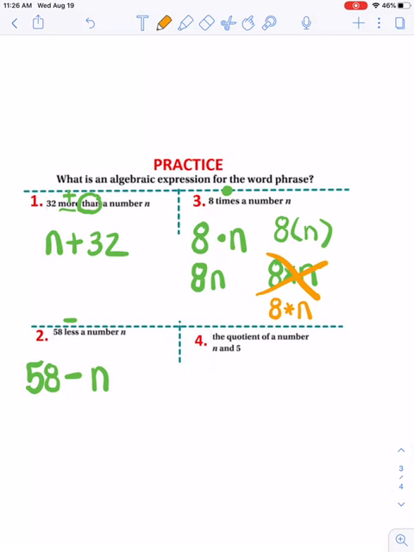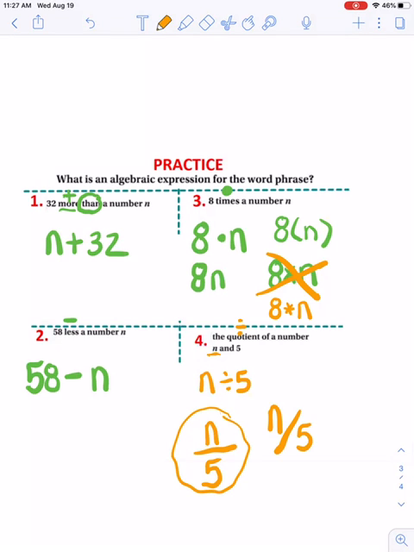Last one here, it says the quotient of a number n and 5. Again, I don't see a turnaround word. Quotient, that's one I told you to keep in mind, that's division. So the quotient of a number n and 5, I could say n divided by 5. N goes first, right, because that's what they say first here, and there's no turnaround word. Other ways you could write division, you could do n over 5. That means division. You could do n divided by 5. Those are all ways you can write division. Typically, we like this one here, but obviously any of those would work.